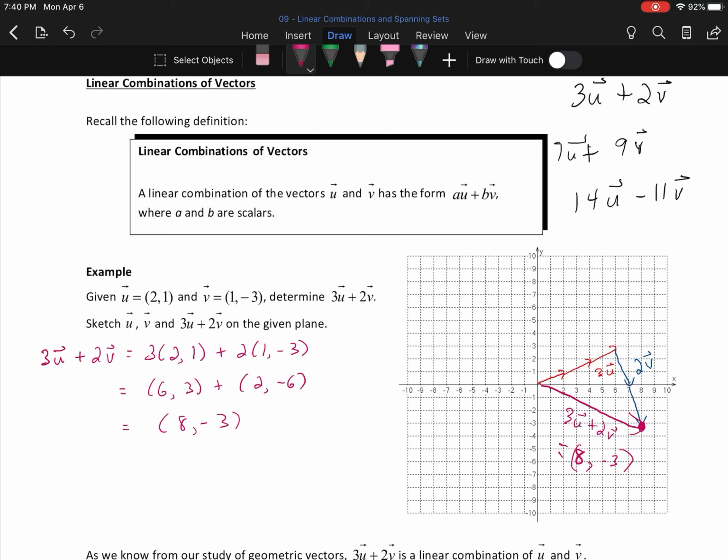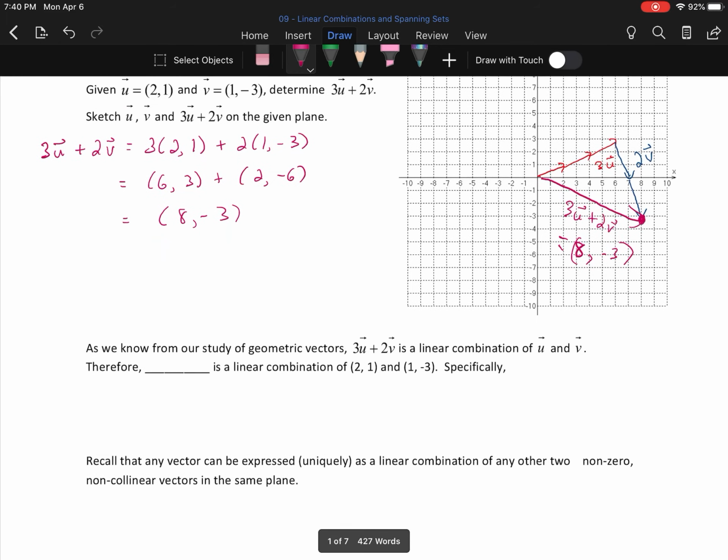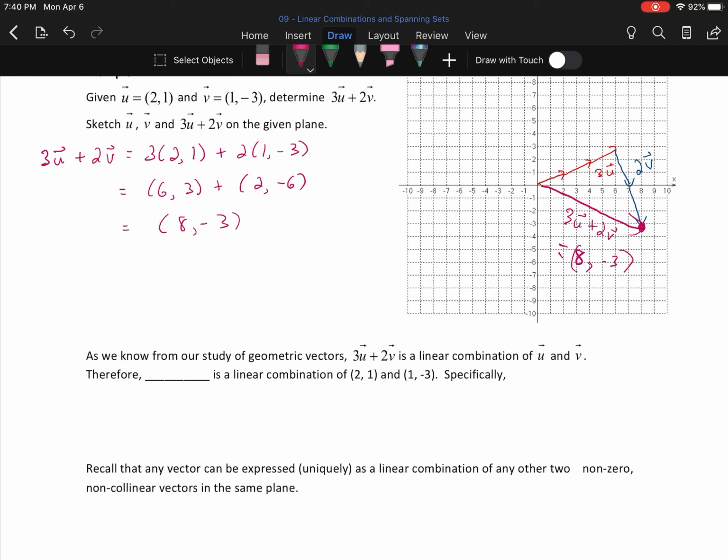It absolutely is way easier to do it algebraically. The only problem is you can't visualize what's happening really. Okay, so we need a combination of both to be able to really picture what's happening here.